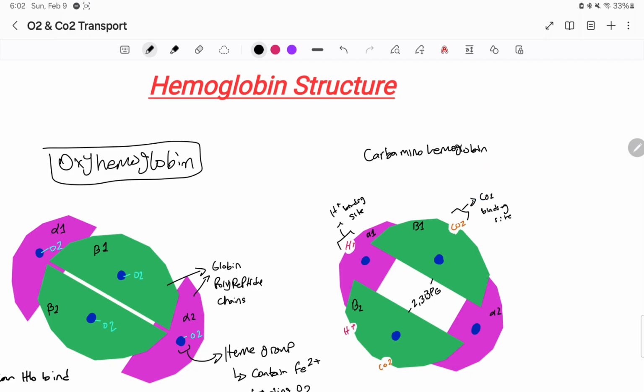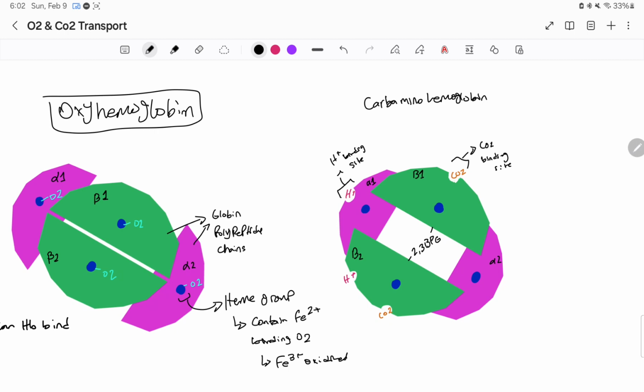Okay? Some of you might have heard that carbon monoxide can bind to hemoglobin, and that's true. In that scenario, it's not called carbaminohemoglobin or oxyhemoglobin. It's actually called carboxyhemoglobin. When what binds? When carbon monoxide binds. So carbon monoxide, or CO. So that's what that's called.